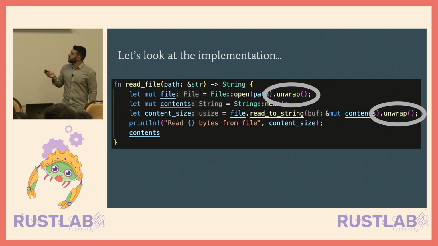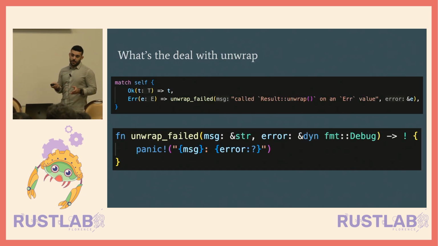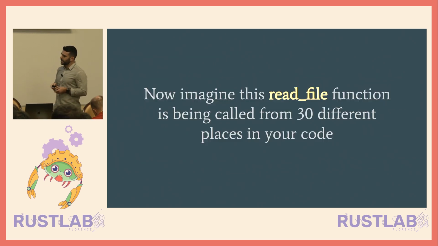So let's see how unwrap is implemented to understand a little bit more what's happening. Unwrap is just a match statement on result. We have either OK or error. If we have an OK variant, we'll just continue and return the T. But if we have an error, we'll call another function called unwrap failed. Unwrap failed is a pretty straightforward way to just panic with a nice message. Okay? So now we know how unwrap is implemented.